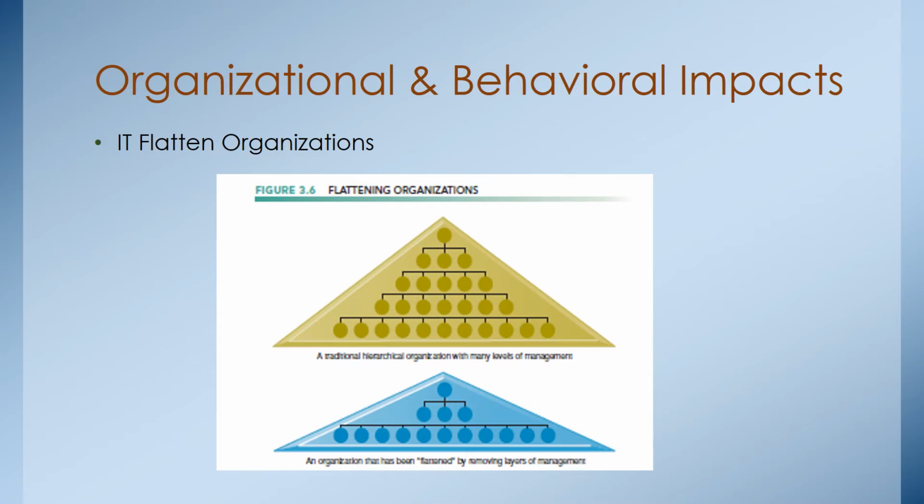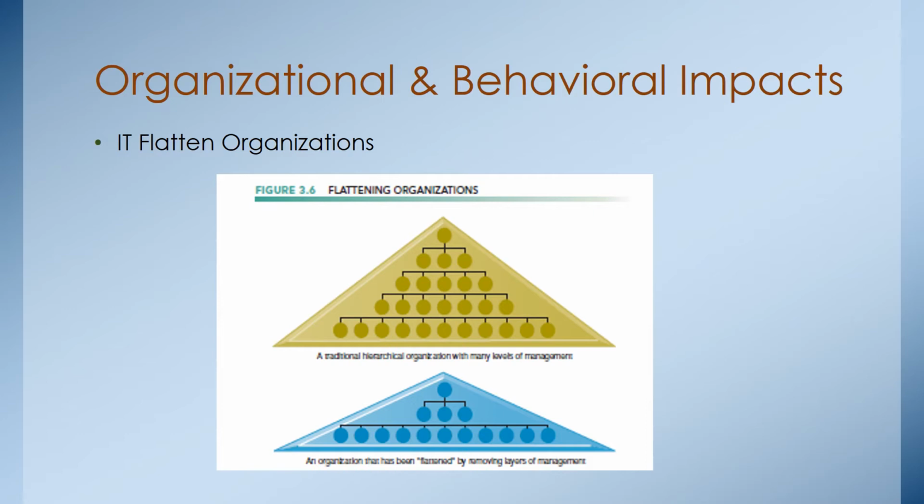Behavioral researchers have theorized the information technology facilitated flattening of hierarchies by broadening the distribution of information to empower lower level employees and increase management efficiency. In Figure 3.6, flattened organization, first is shown the traditional hierarchical organization with many levels of management, and then below, an organization that has been flattened by removing layers of management.